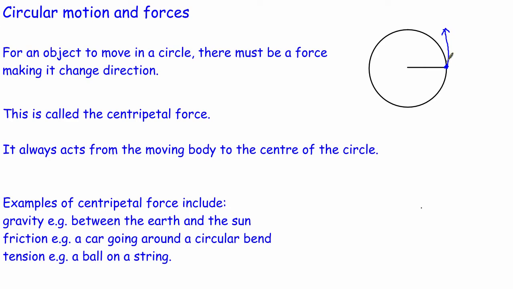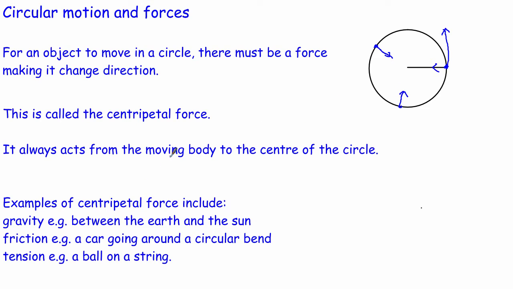In order to make it change direction there must be a force acting on it, and this force is called the centripetal force. And it always acts in the same way. It always acts from the moving body towards the center of the circle. So our force acts in this direction here, like this. And it doesn't matter where it is on the circle. If it's over here, the force would act in this direction, and so on. If it was over here, it would act in this direction.